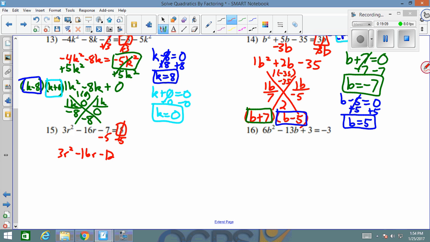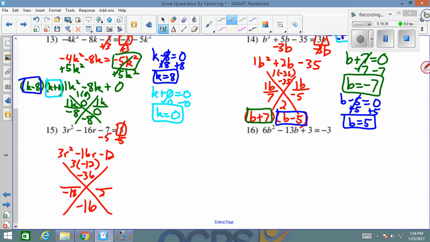Okay, nothing goes into all 3 of those numbers, so we have to do the old-fashioned x method. First number, which is 3, times the last number, which is negative 12. That's negative 36. And then we're going to do negative 16 in the bottom. So we need 2 numbers that multiply to negative 36, but add to negative 16. Okay, it's going to be negative 18 and 2. Okay, guys, if you don't know those, list them all out, add them, see what you get.